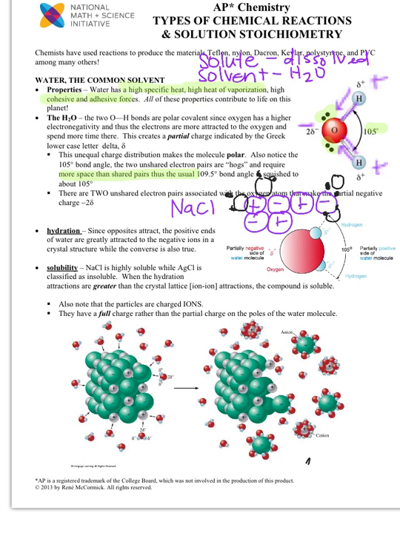What exactly is solubility? Well, it's the ability to dissolve these ions in solution. Sodium chloride is highly soluble, but silver chloride is classified as insoluble. It does not dissolve. So how do we know when something is soluble and when something is not? Well, it depends on a few things. When the hydration attractions are greater than the crystal lattice or ion-to-ion attractions, the compound is soluble.